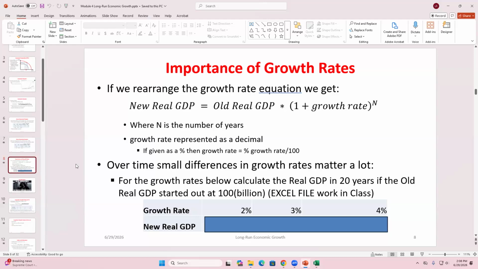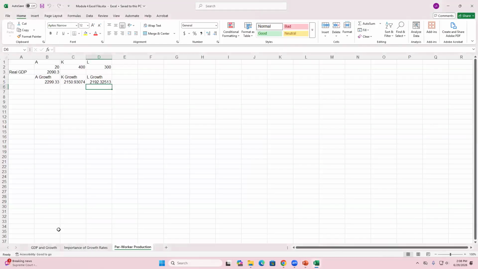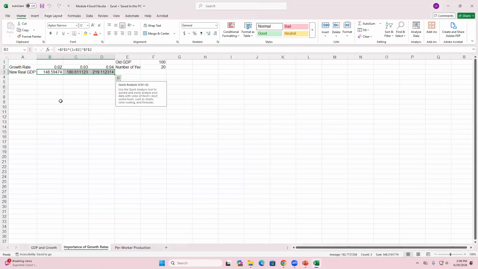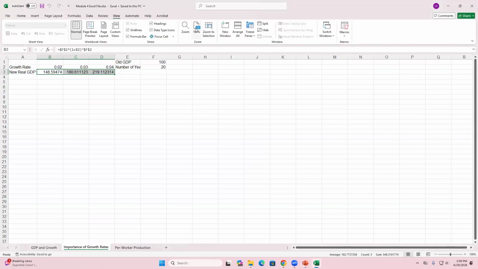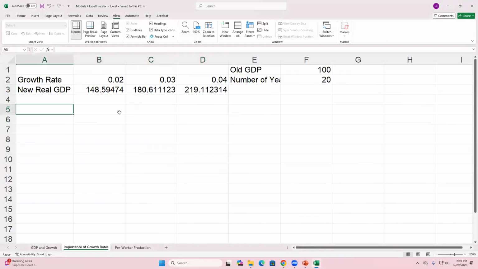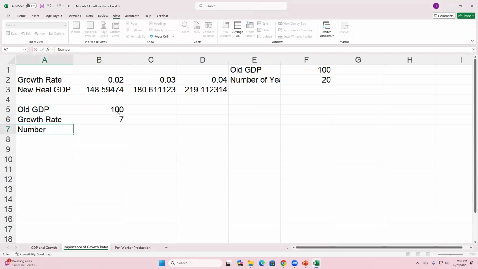Okay. So to make this calculation is something that we'll use moving forward today. I'm going to use that Excel file. I'm going to go to this importance of growth rates. I'm going to zoom in a little bit so we can see this better. But let's assume that I have an old GDP of 100. I then have a growth rate of 7%. And then the number of years out I'm trying to make this prediction for, let's set this to 10. So this is the setup that I have.